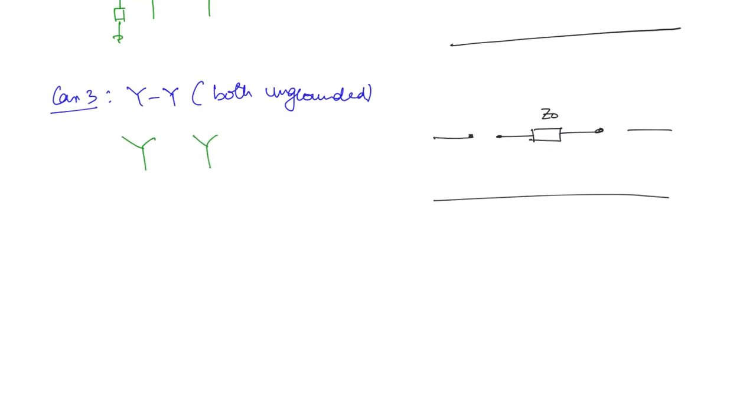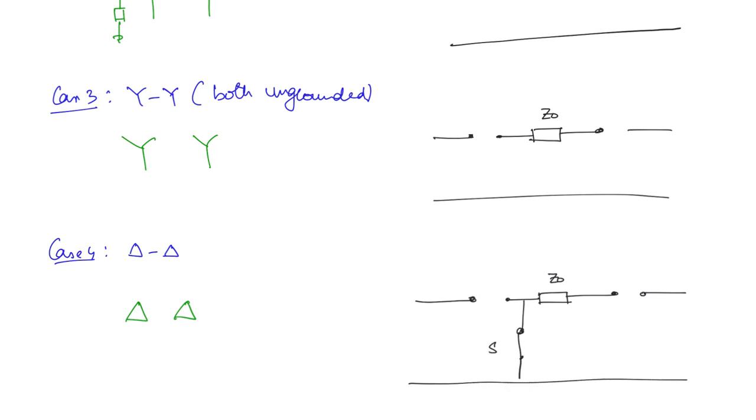Next we will consider the delta case. Let us say both are delta-delta. Then you can draw like this. Now what is going to happen? Here S3 and S4 are going to be closed. S1 and S2 are going to be open. This is S3 and this is S4.